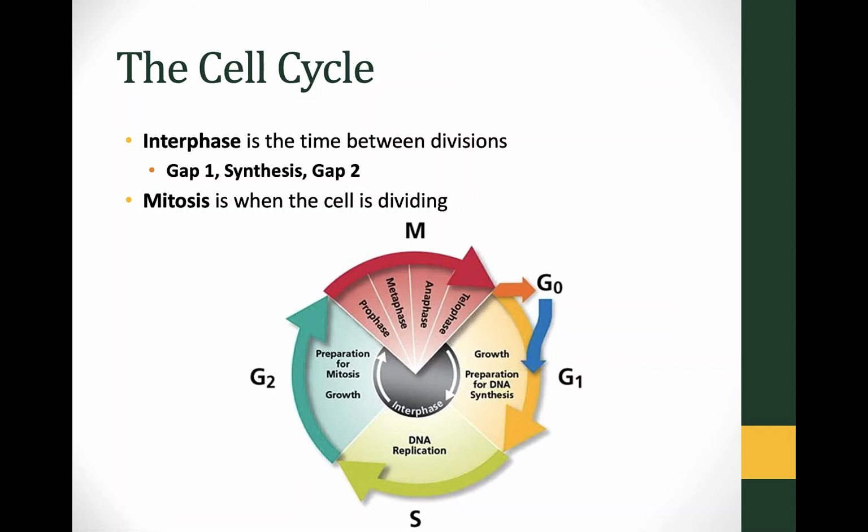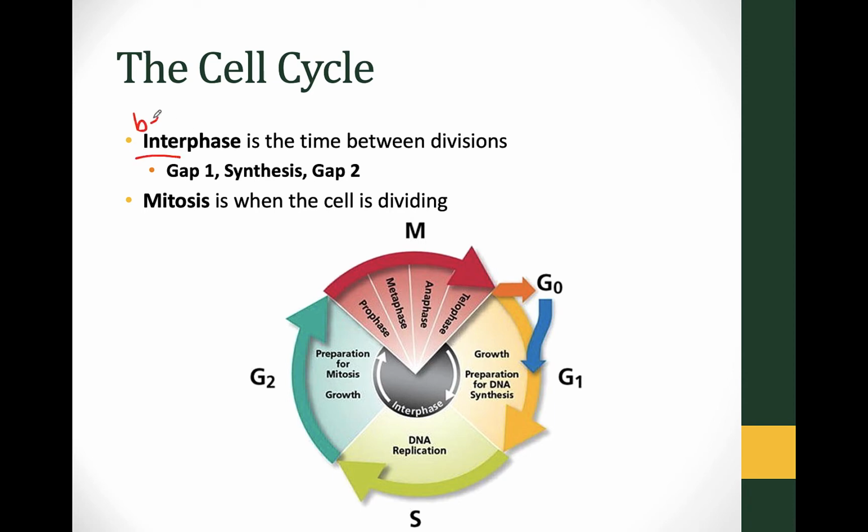The cell cycle is the life cycle of the cell, from when it is first made until it divides again. And the cell cycle is made up of these phases that we go through in a specific order. So the very first and the longest phase is called interphase.